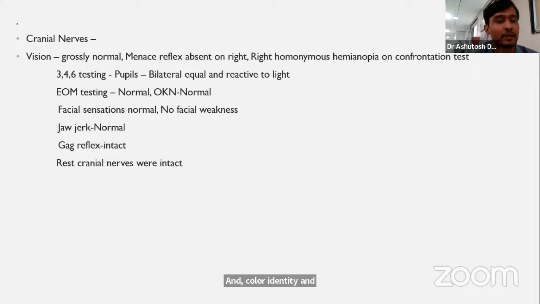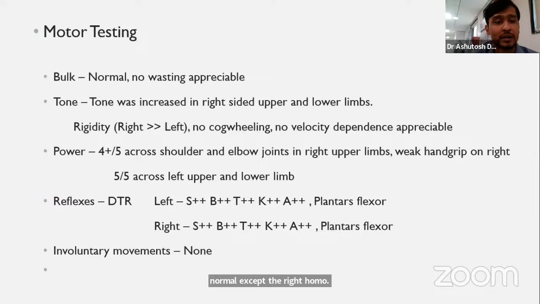Cranial nerves were normal except for the right homonymous hemianopia. Jaw jerk was also normal. The gag reflex was intact. On motor testing, the bulk was normal, no wasting. Tone was significantly increased on the right as compared to the left. There was no cogwheeling, no velocity dependence appreciable.